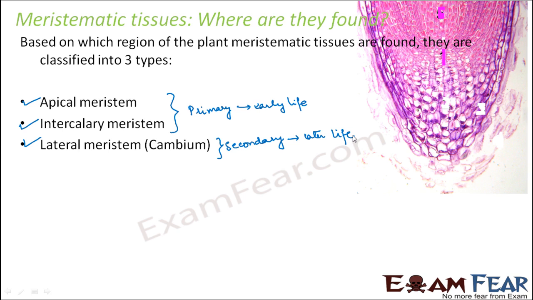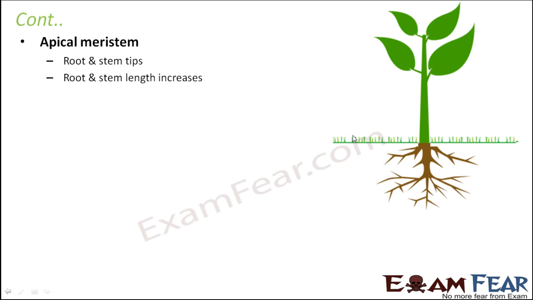So now let us understand each type of meristem. To start with, what is apical meristem? As the name suggests, the term apical is derived from the term apex. Apex is nothing but the tip of anything. So the meristem which is present at the tip, it is present in root and stem tips.